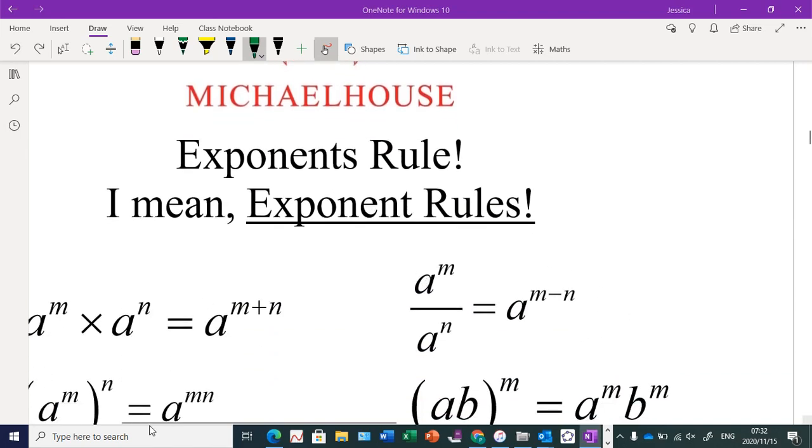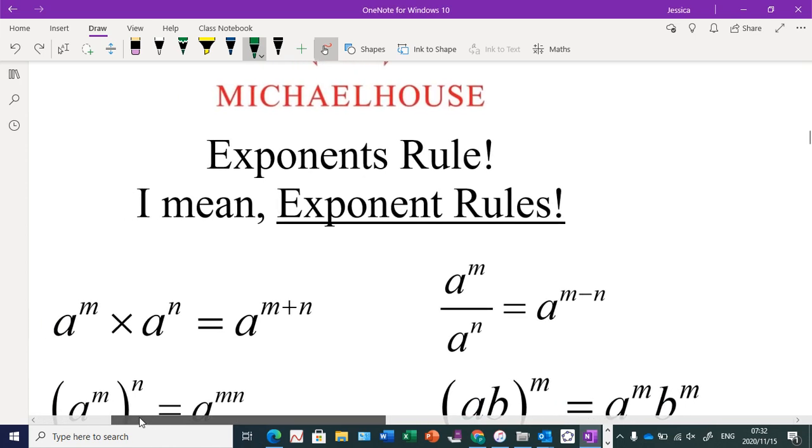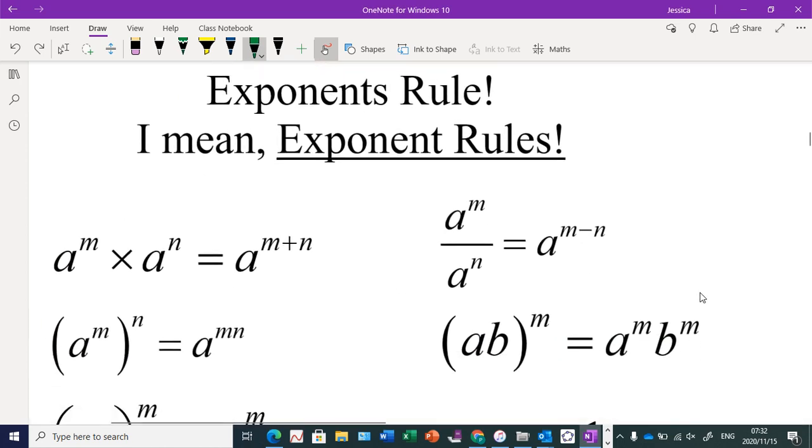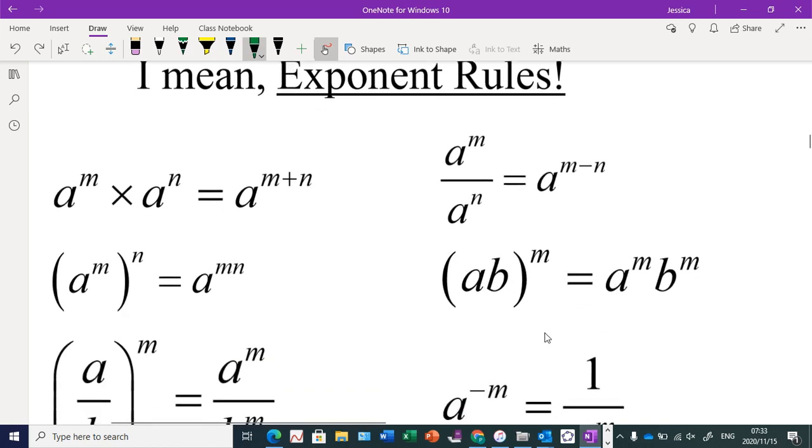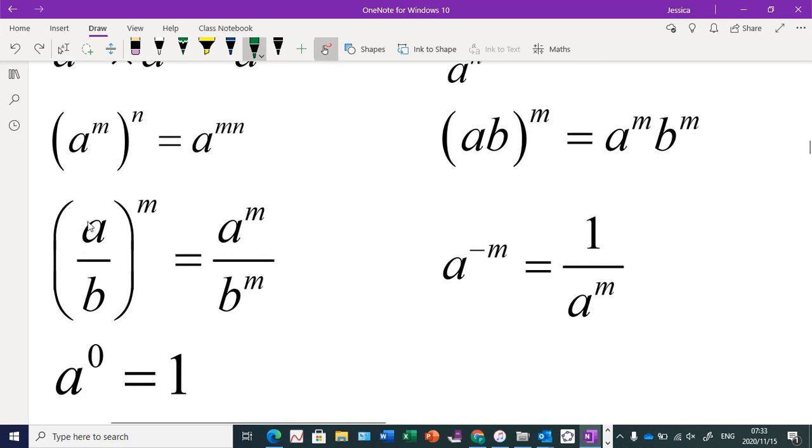When we multiply two numbers with the same base, we add the exponents. When we divide two numbers with the same base, we subtract the exponents. When we raise a power to a power, we multiply the powers. When we've got a product raised to a power, both factors of the product must get the power. Likewise with a quotient, when we've got a fraction raised to a power, both the numerator and the denominator must get that power. Any number with a negative exponent can be put underneath 1 and the exponent can become positive. And then lastly, anything raised to the power of 0 is 1.